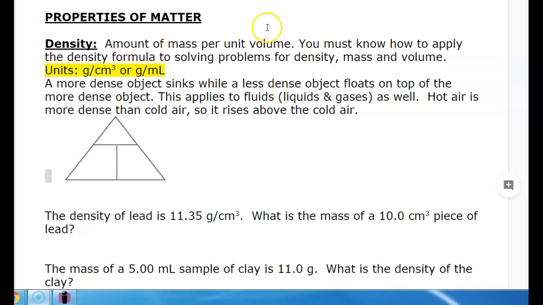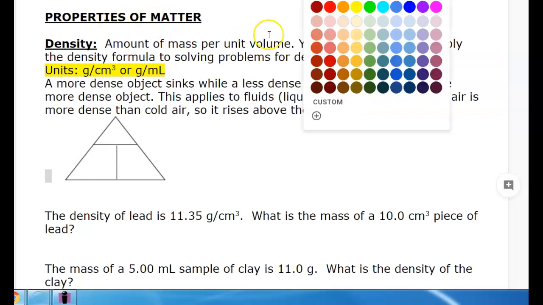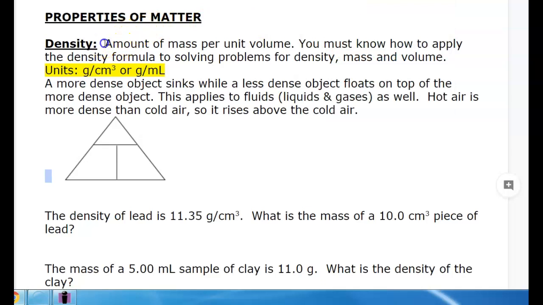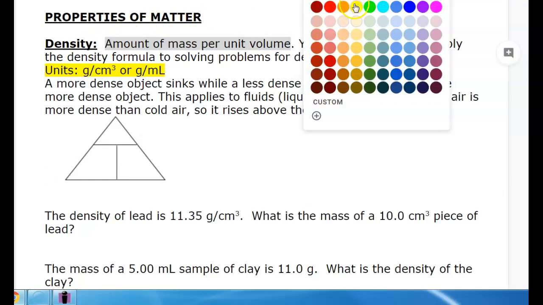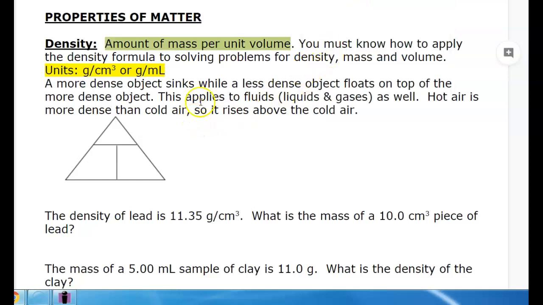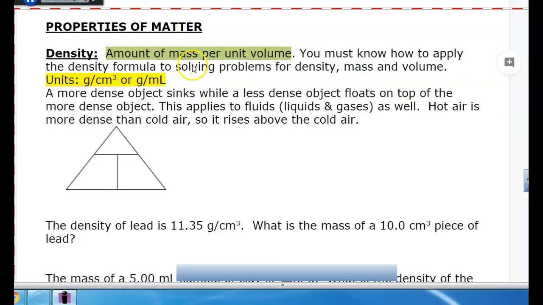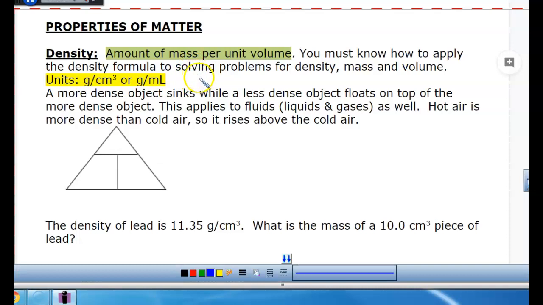So we have density first, and density is going to be defined as the amount of mass per unit volume. So we will make sure that that's highlighted. And we are going to need to know how to apply the density formula, and we're going to use unit labels of grams per centimeter cubed or grams per milliliter. Okay, so let's see if we can make sense out of why that makes sense for us.